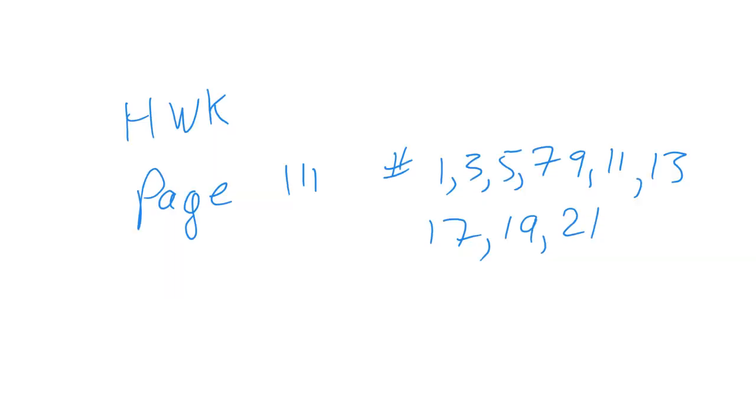Here's the homework. Your homework is going to be on page 111. You're going to do 1 through 13 odd, 17, 19, and 21. That's it.